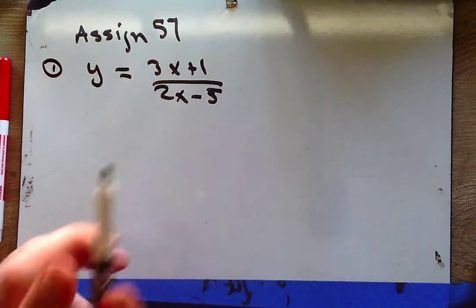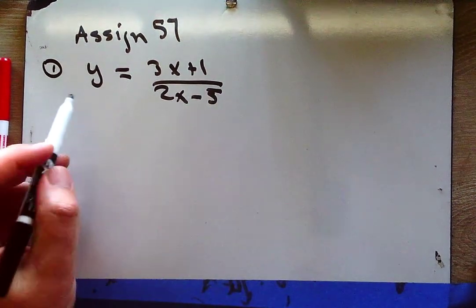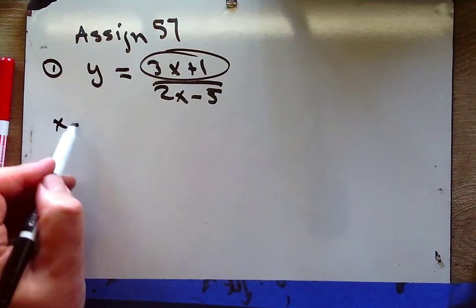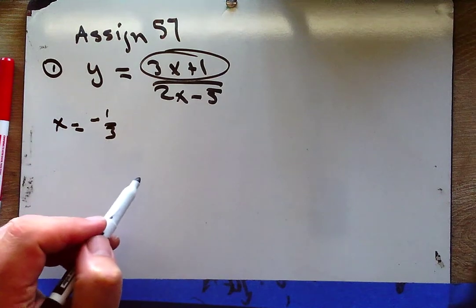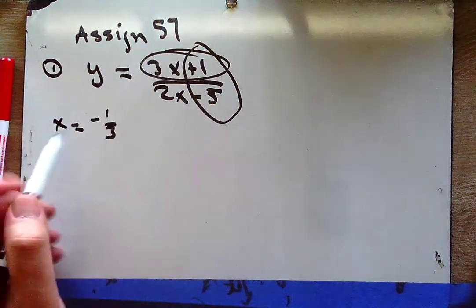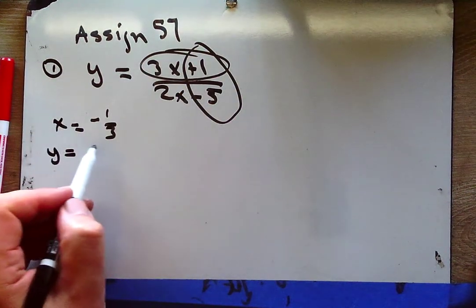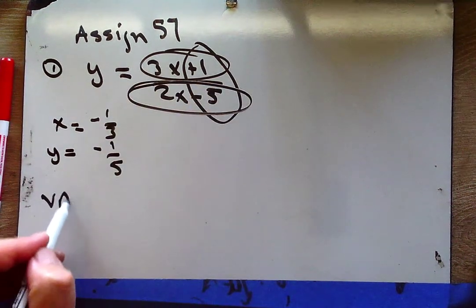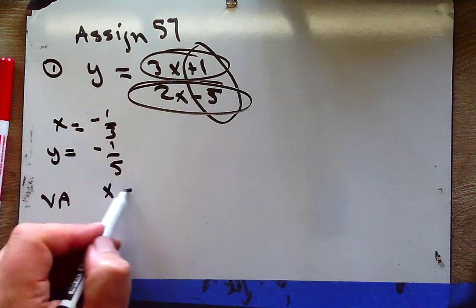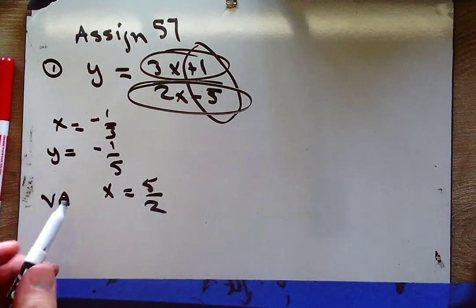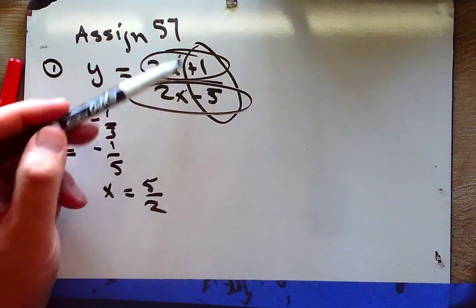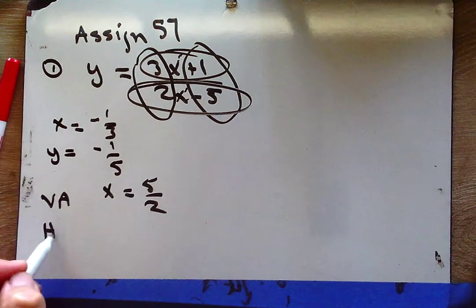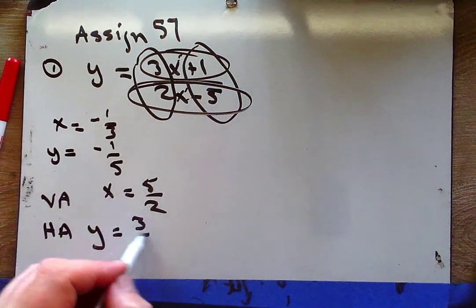Okay, pause that video, graph this one up. Hey, welcome back. I set the top equal to 0 to find an x-intercept. I set x equal to 0 to find a y-intercept. I set the bottom equal to 0 to find a vertical asymptote. And my horizontal asymptote, since these degrees are the same, I look at the ratio of leading coefficients. HA is y equals 3/2.